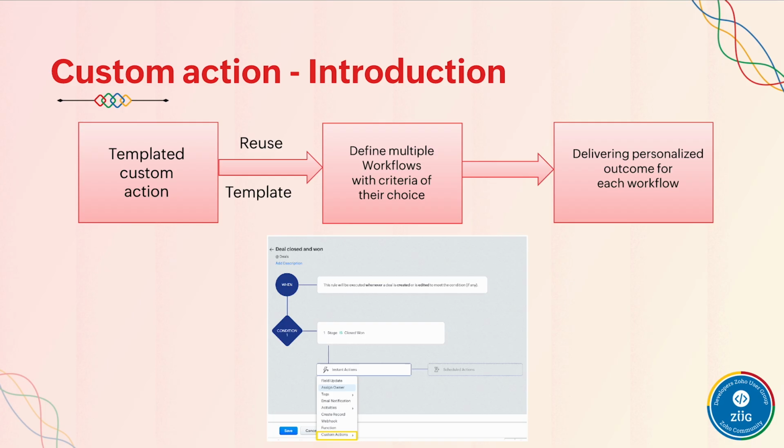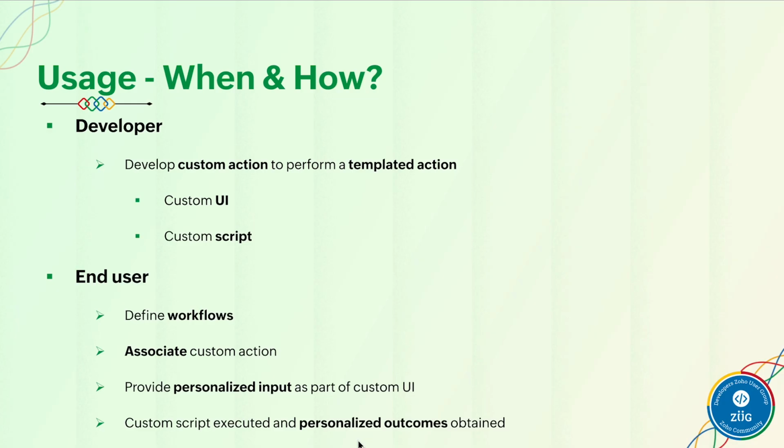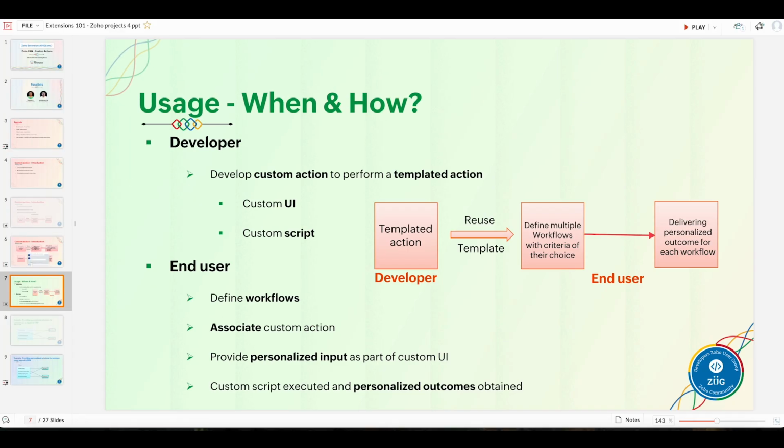Next, let me show you when and how these custom actions can be used. As I mentioned, as a developer, you'll just have to create a custom action to perform a common templated action. This custom action is going to be a combination of two things: a custom UI, that is a user interface, and a custom script. Let me go into the Sigma platform and show you how this custom action component looks so that you can relate better to this concept.